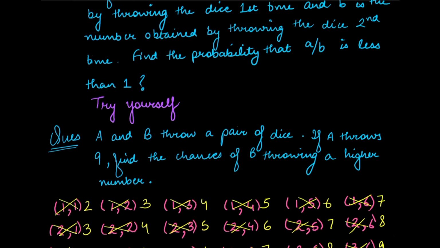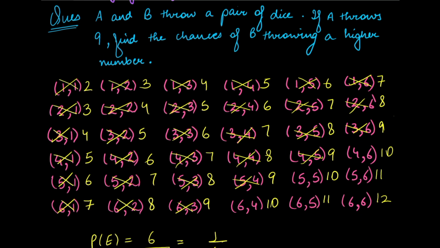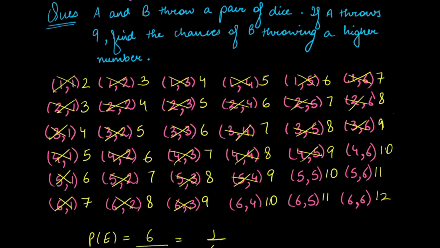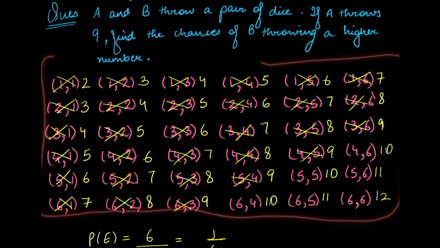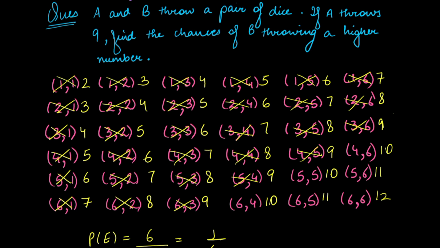Next question. A and B throw a pair of dice. If A throws 9, find the chances of B throwing a higher number. Okay, so this is the sample space if two dice are thrown simultaneously. A throws a 9, meaning total 9. We need to find the chance of B throwing a greater number.